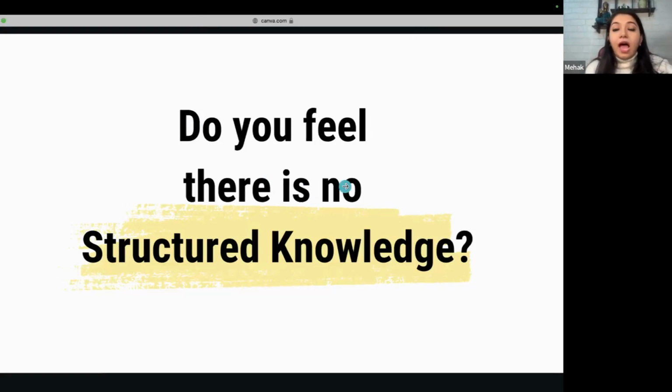Now, when I was studying and I was told that it's time to go and address people, I said I can address them, but there is no structured knowledge. So my mentor said, Mehak, why don't you create a structure around this knowledge? That put me in a thought that it's time to create a structure so that I can tell people, you follow these things and diabetes will be taken care of. So I started creating the structure.